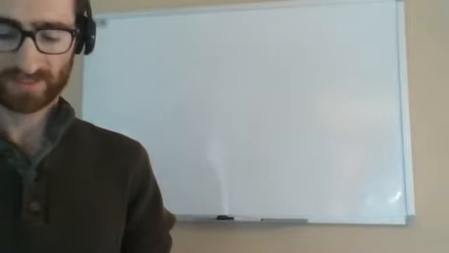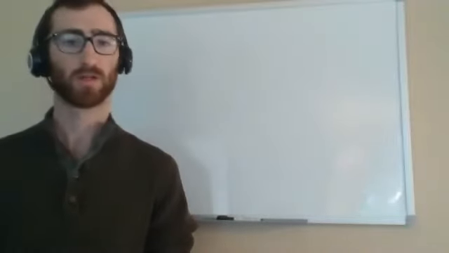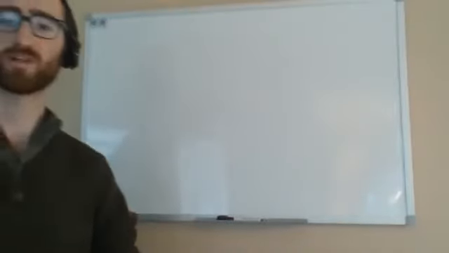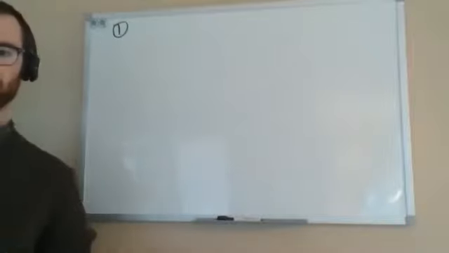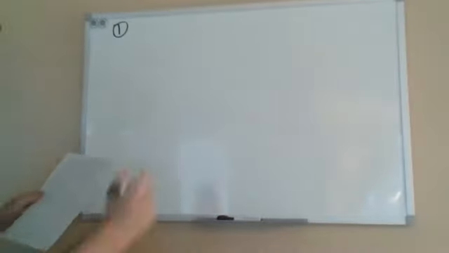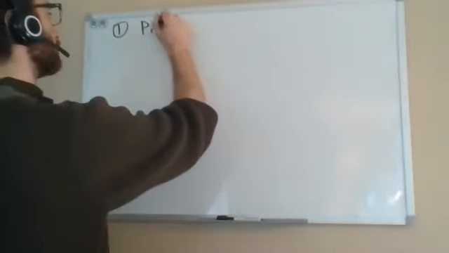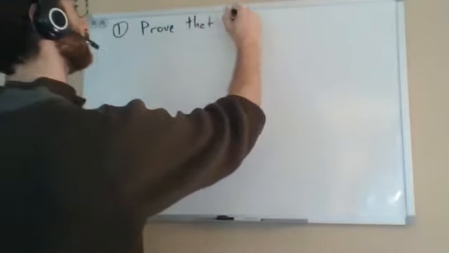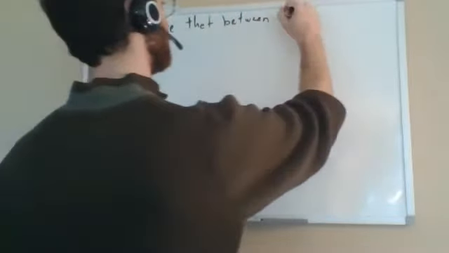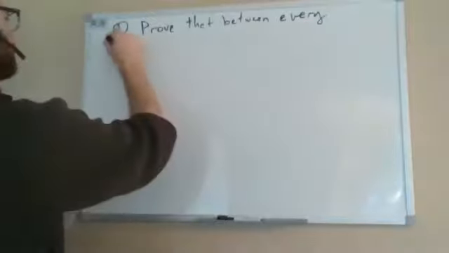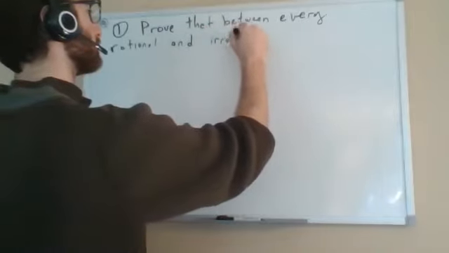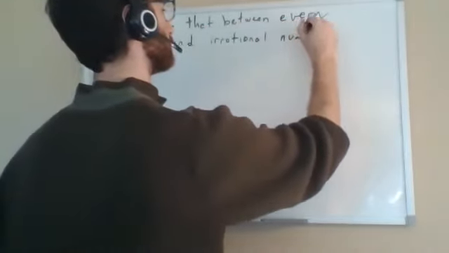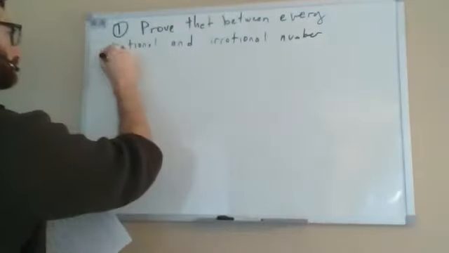So with all that being said and done, let me start going through the actual problems of the test. I want to discuss some of the major pitfalls and things like that. Okay, the first one was, on the whole, pretty devastating. So the first one is saying: prove that between every rational and irrational number, there is an irrational number.